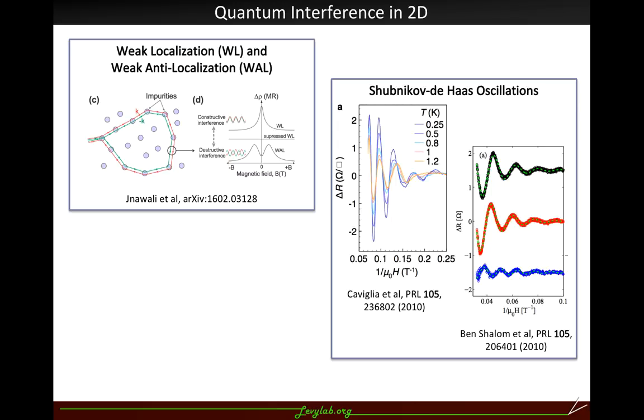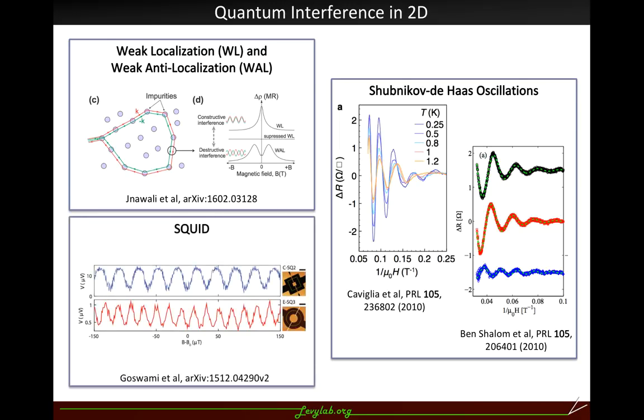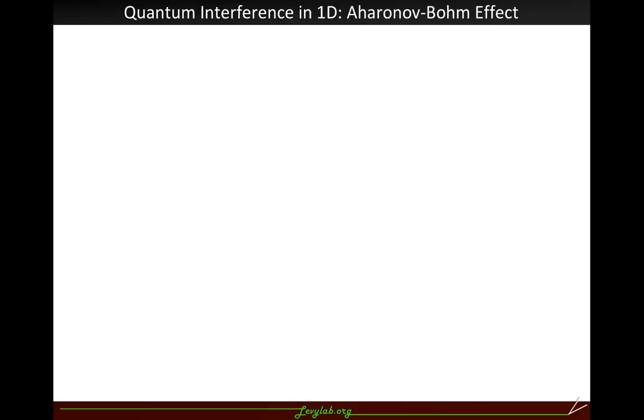These are two examples from the Triscone group and the Dagan group, seeing Shubnikov-de Haas in LaOSTO. And this is another example from LaOSTO in which the Caviglia group has made SQUID devices, so there you have a superconducting loop with two weak links. And here you see a macroscopic manifestation of quantum interference. And we just saw two great talks from their group.